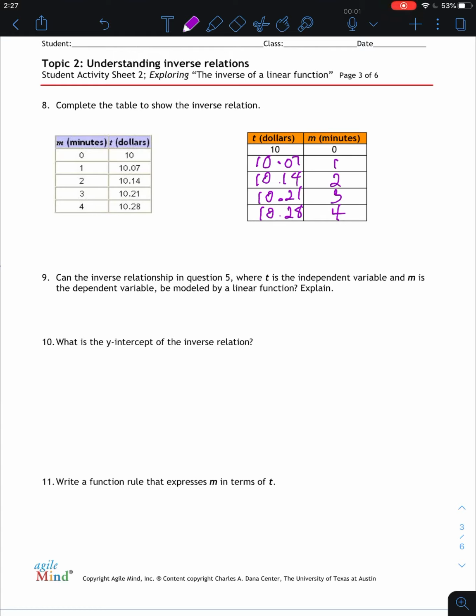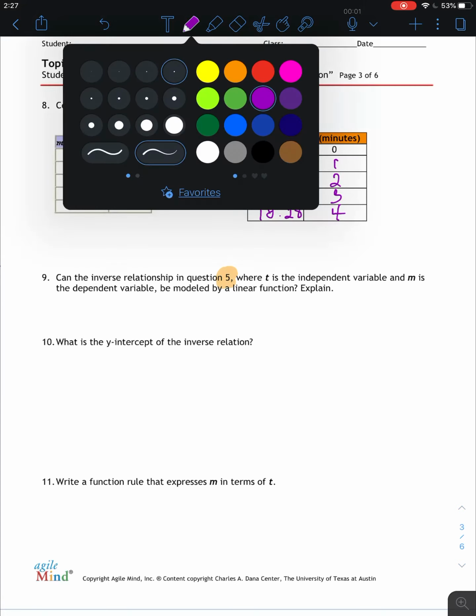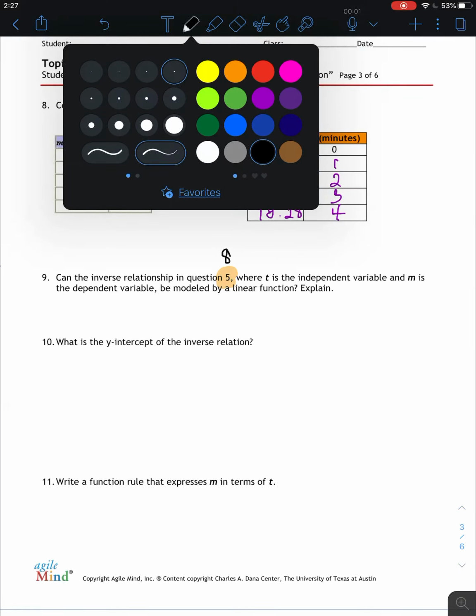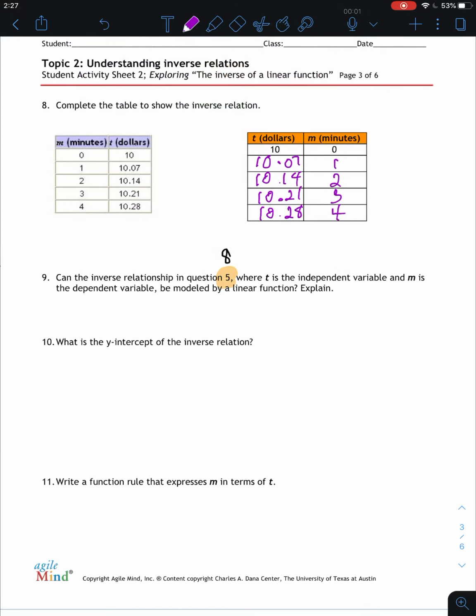And then number 9, I think the confusion, well, I know for me, the confusion came in here. They're asking, can the relationship in question 5, that is a typo, that should be question 8. So can the inverse relationship in question 8, which is the one we just found, be modeled by a linear function? So that's the question we need to ask ourselves. And the answer is yes, it can.